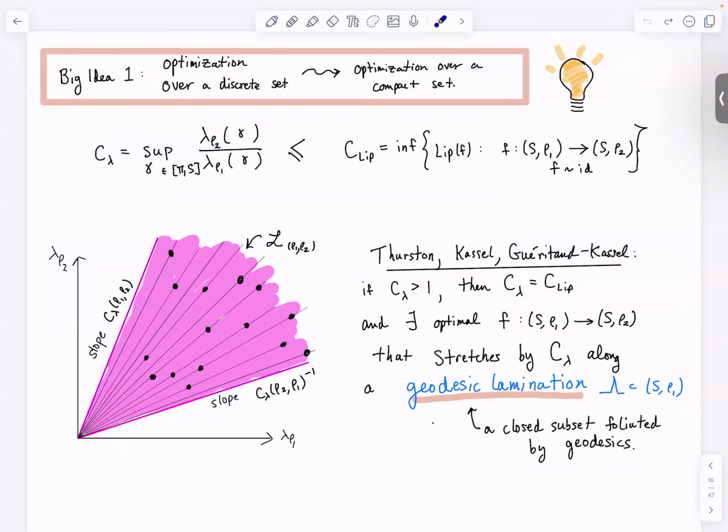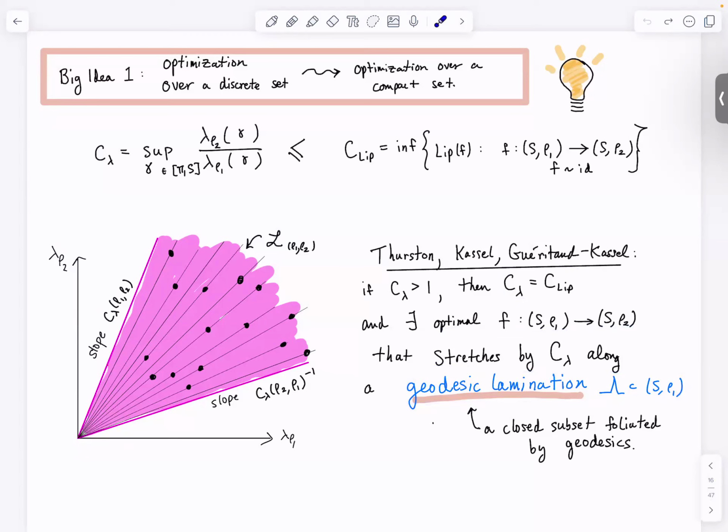So this goes back to Thurston's 1986 paper. I'll also mention Kassel and Guéritaud, who extend these ideas in the context of surfaces that have boundary or punctures and things like that. The theorem says that if C lambda is bigger than 1, which I told you it always is for two different hyperbolic metrics on a closed surface, then C lambda equals C lip, and there exists an optimal Lipschitz map F that stretches by exactly C lambda along a geodesic lamination, capital lambda, in the surface.